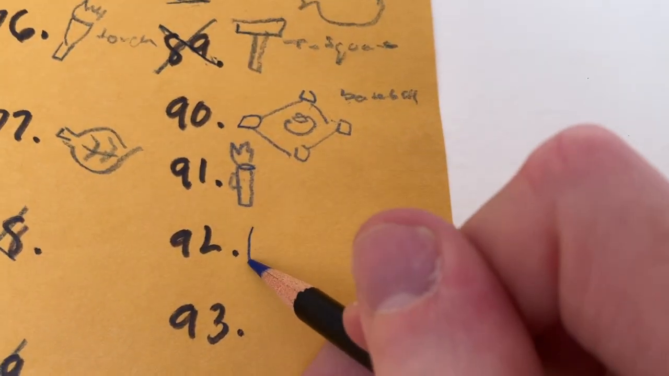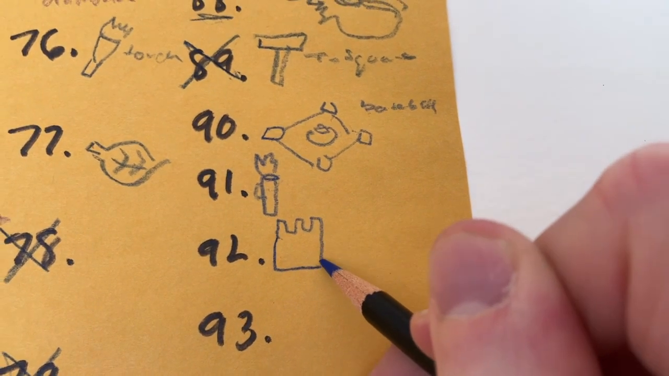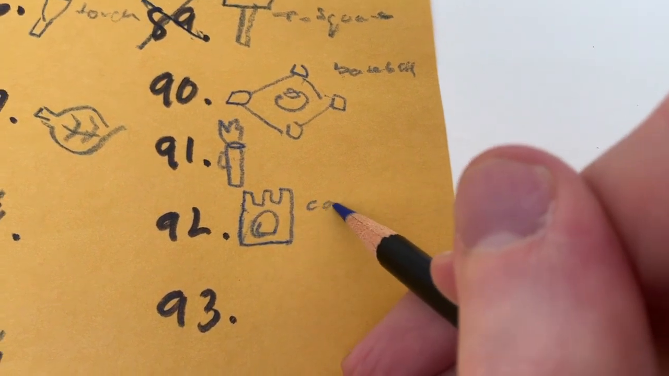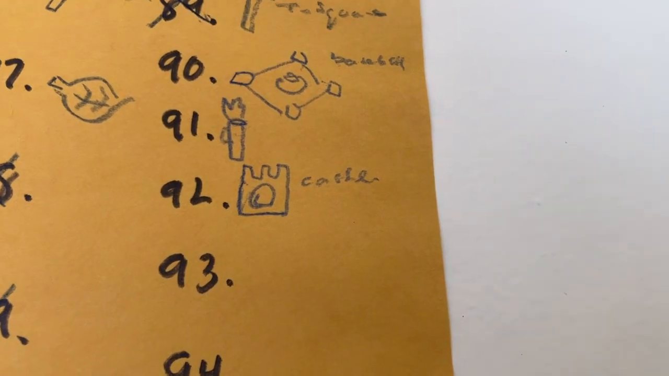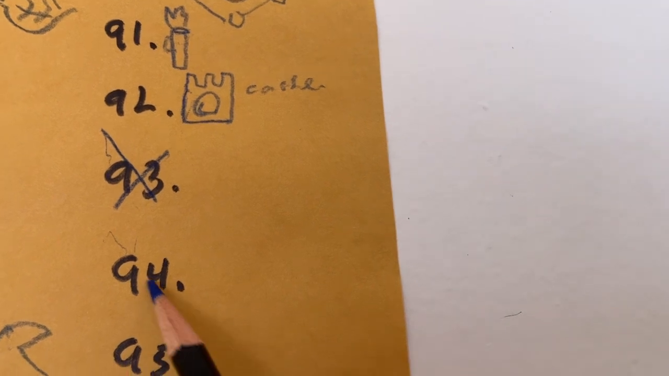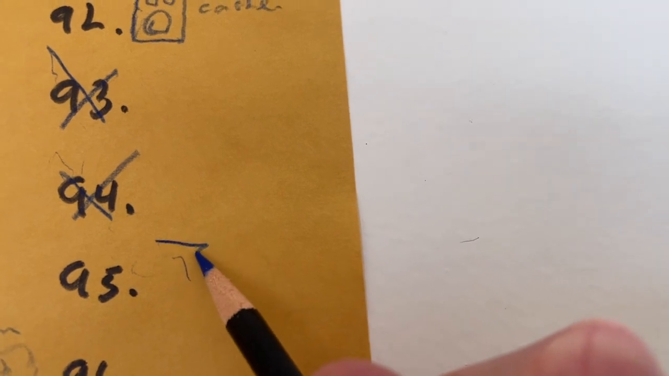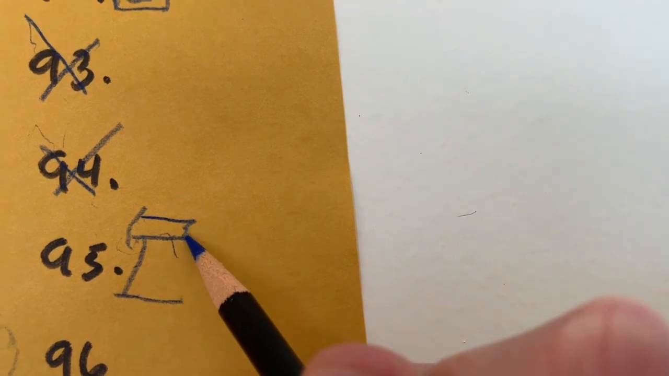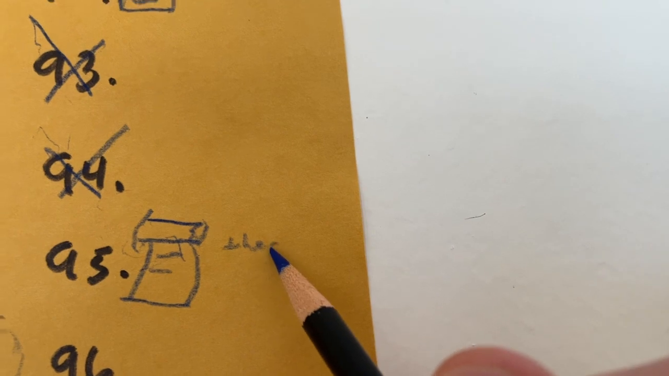92, I put a castle. Now I'm really showing my age. The 1992 Olympics were in Barcelona, and I always think of castles in Barcelona. Okay, 93. I had trouble with this one. I crossed it out because I don't remember. 94, I had trouble with this too. So for 95, I put thesis, because of Martin Luther with his 95 theses.